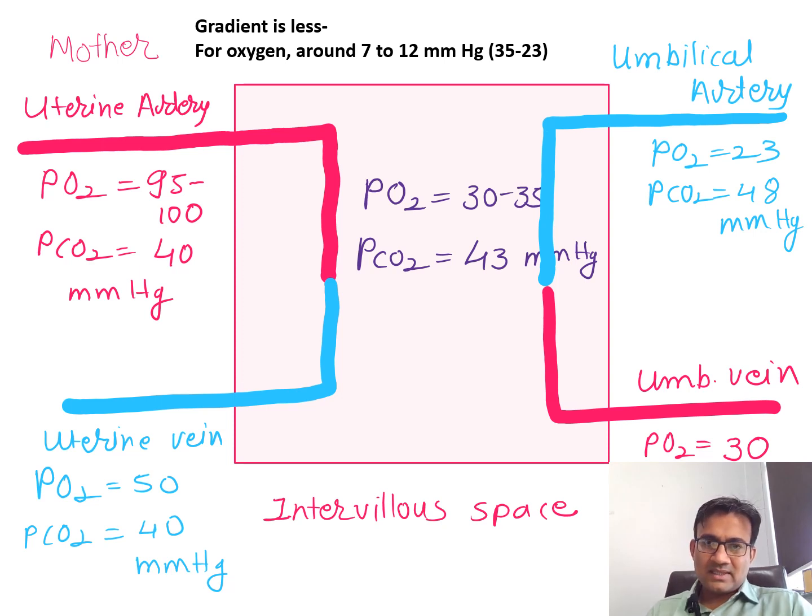How has this 7 to 12 come? Say I have taken 35 minus 23. That is how this gradient for oxygen has come. And for CO2, it is around 5 mmHg. So the gradient is less. We have discussed that for CO2, even if the gradient is less, it has a high solubility coefficient. For CO2, it is not a problem.